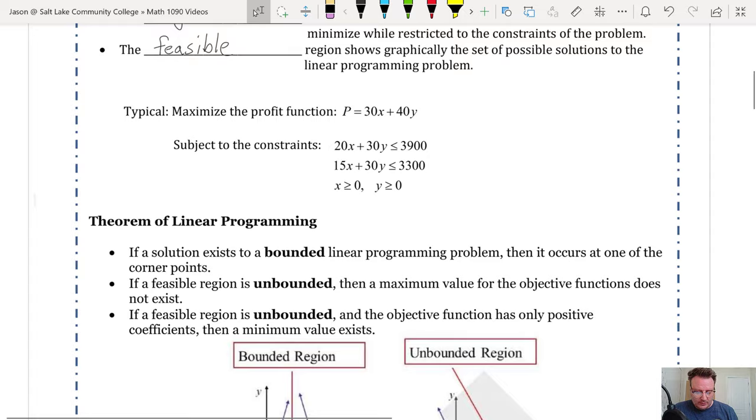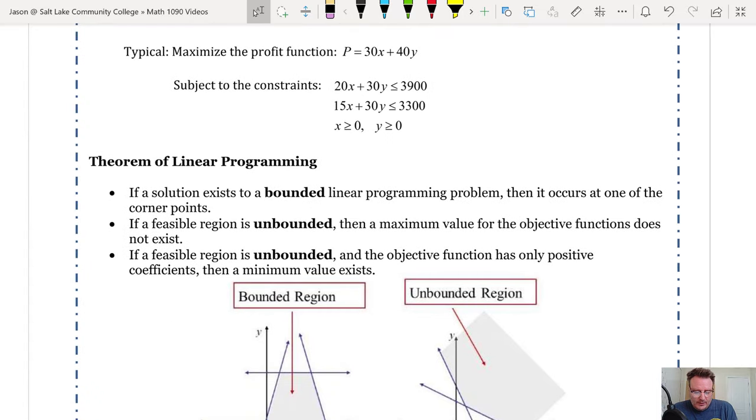Okay, so a typical problem is to maximize the profit function here. P is equal to 30x plus 40y, subject to the constraints here. So a key idea is that in order for this to all work, we have to have linear, okay? So hence the word linear in linear programming. Both our objective function, in this case, the profit function, the function we wish to maximize, and the constraints have to be linear. Okay, what does that mean?